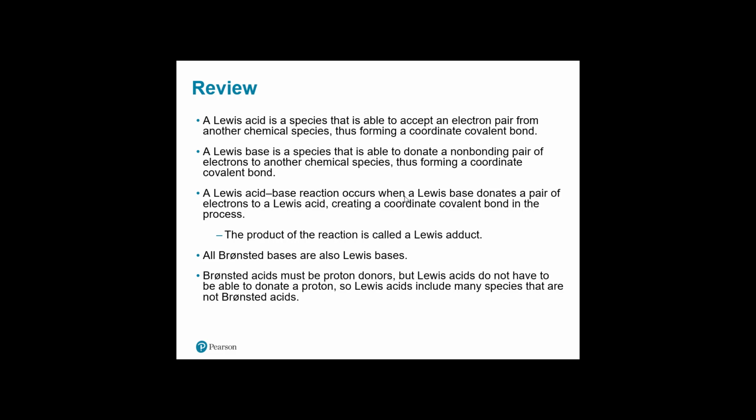Okay, so a Lewis acid is a species that is able to accept an electron pair from another chemical species. That forms a bond, which is a coordinate covalent bond. A Lewis base is a species that is able to donate a lone pair or non-bonding pair to another species. Again, that forms a coordinate covalent bond. A Lewis acid-base reaction occurs when the Lewis base donates a pair of electrons to an acid, creating a coordinate covalent bond in the process. That product of the reaction is called a Lewis adduct.